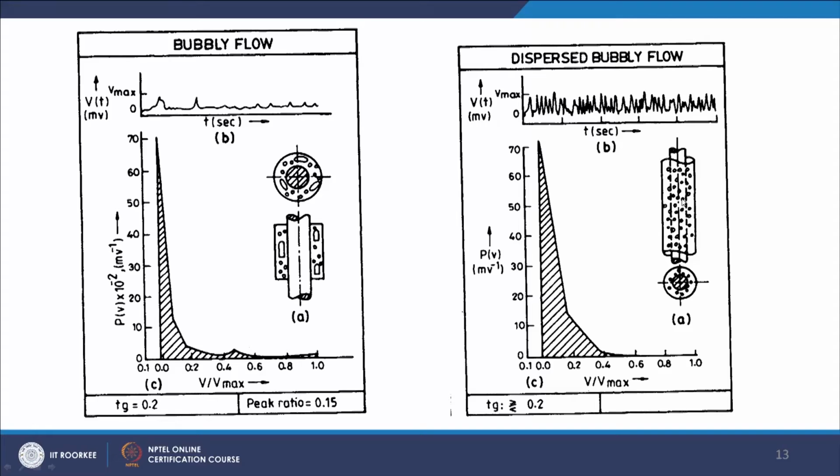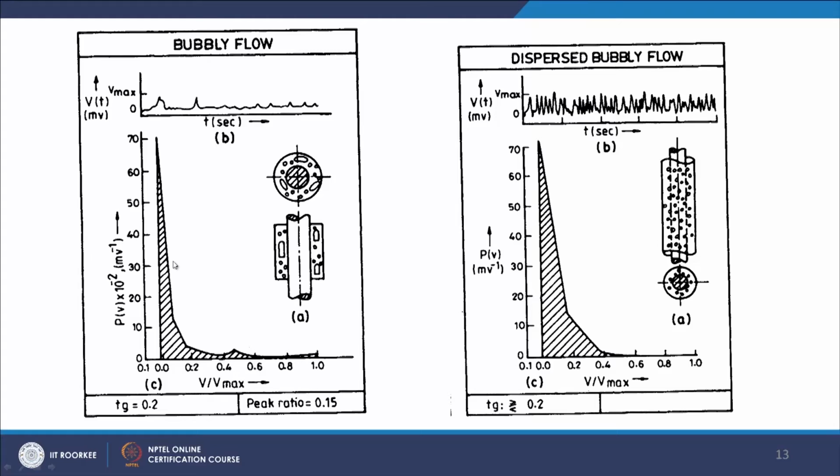You see, in case of dispersed bubbly flow, the diameter of the bubbles is smaller compared to this one. Here you will find lots of small bubbles, which probably are not being tackled using your probe. The typical signal will be like this, voltage versus time, and in the same fashion you will be getting a peak near 0, but there are differences between these two peaks.